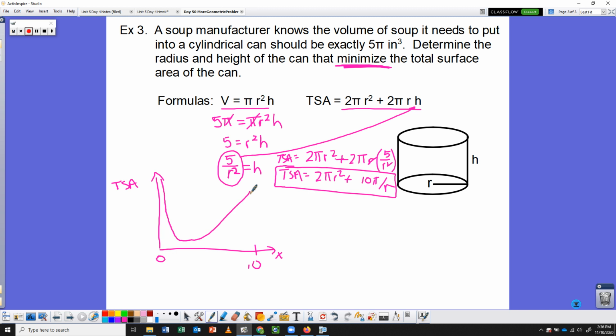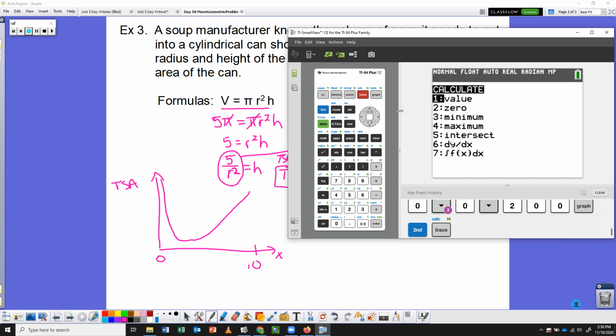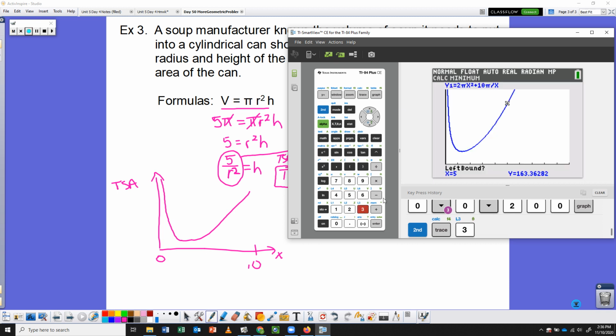So if we go back to the picture on our graphing calculator, what we're going to try to do here is find the minimum. So second trace, option number 3. For a minimum, they're going to want you to have a left bound. So that means I have to move the cursor to the left of where I think the answer is. So maybe somewhere like here. And then a right bound. So I have to go to the right of where I think the minimum is and hit enter.